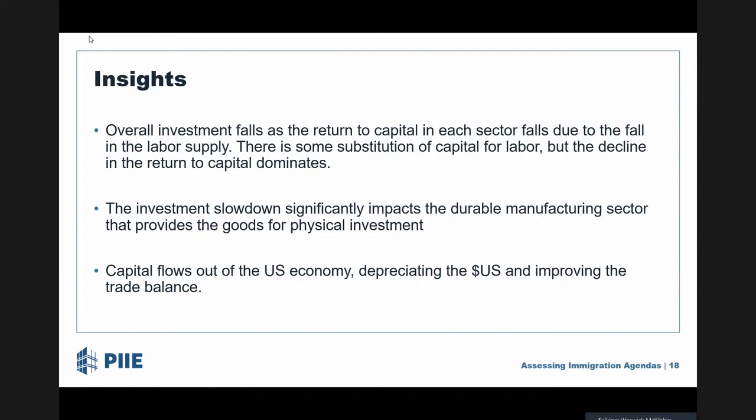We do have substitution of capital, so firms, because they've got fewer workers, do try to have more capital to get their output back to the levels that they find profitable, but basically the return to capital shock dominates the substitution, so you do get lower investment in the US economy. And again, that feeds over very negatively to the durable manufacturing sector because it feeds the investment cycle. And finally, capital flows out of the US economy, weakens the US dollar, but does improve the trade balance.